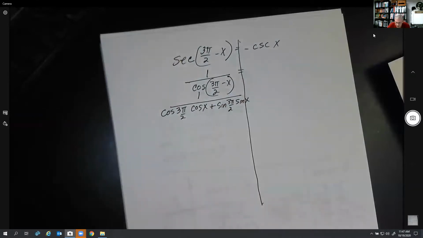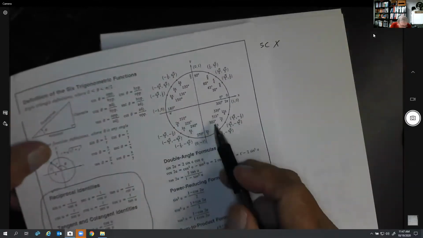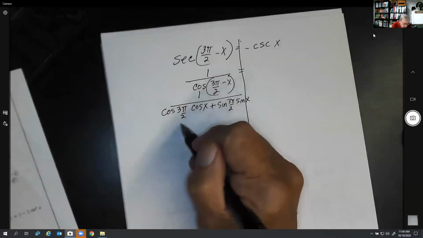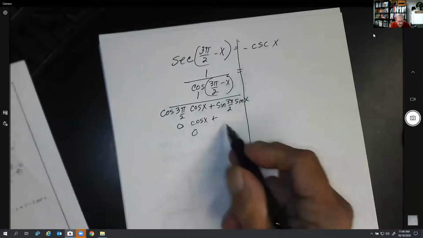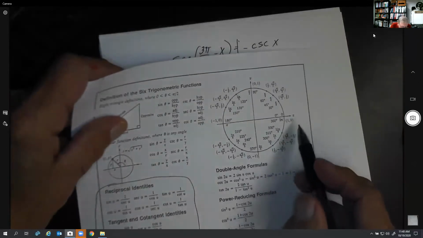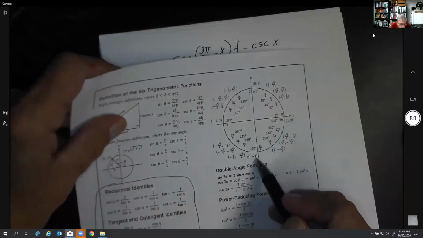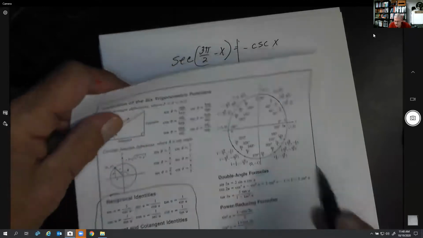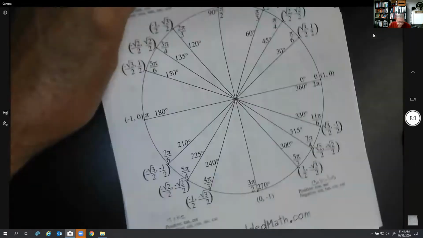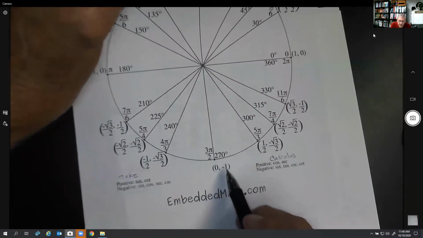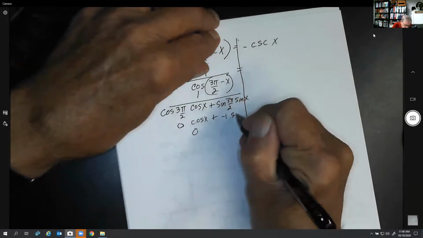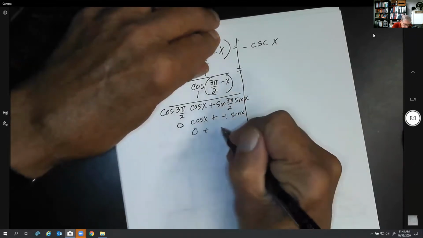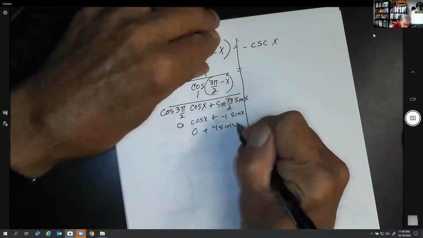Okay, well, let's look up the cosine of 3π/2. Cosine of 3π/2 is 0. So 0 times the cosine of x is just going to be 0. Plus, what's the sine of 3π/2? The sine of 3π/2 is negative 1. Okay, this might be a little harder to see. Negative 1, see. This is negative 1 times the sine of x. So that's negative 1 sine x.